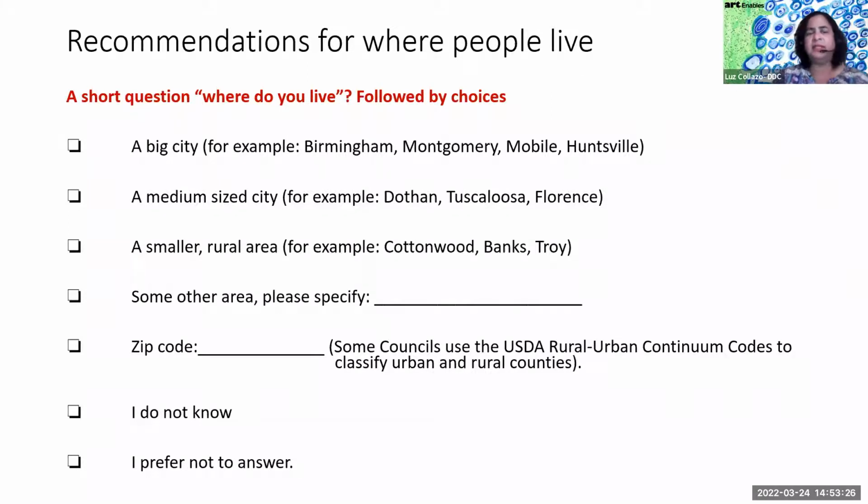Recommendations related to where people live: we recommended a short question like, where do you live, followed by options such as big city, medium city, small city, rural area, or some other area where you specify your zip code. Some councils use the USDA rural urban continuum code that classifies between urban, rural, and big or small cities. You may need to reflect the language preferred by your organization. In DC, we use the wards people live in, or they say they don't live in the district. Other options we gave in the survey were I don't know and I prefer not to answer. This is a sample of the question, where do you live? Next, please.